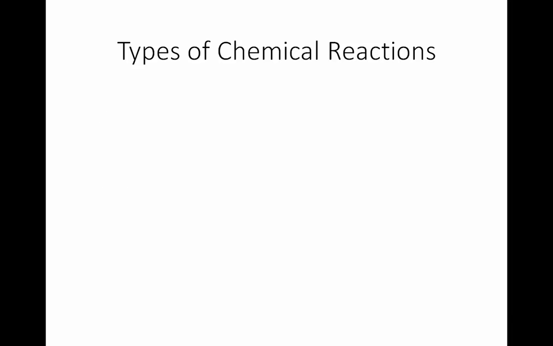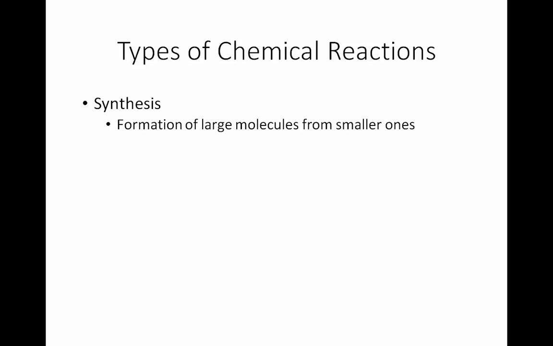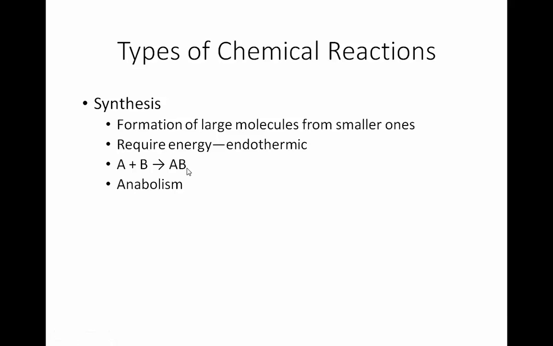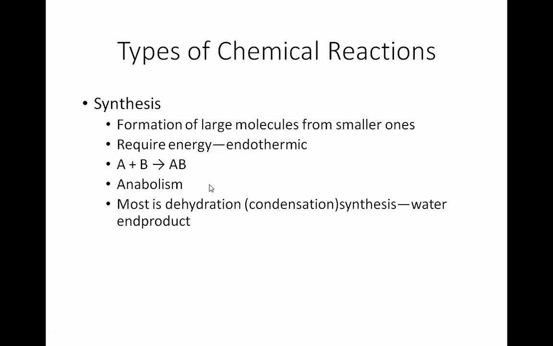We divide chemical reactions up into whether they're making new bonds or breaking bonds. Synthesis reactions are the formation of large molecules from smaller molecules. Now, since you're putting things together, you're building something, that requires energy. So this kind of reaction is referred to as an endothermic reaction. Energy goes into it, endothermic. A way to depict this is to say small molecule A plus small molecule B equals large molecule AB. These kinds of reactions in living things are also referred to as anabolism.